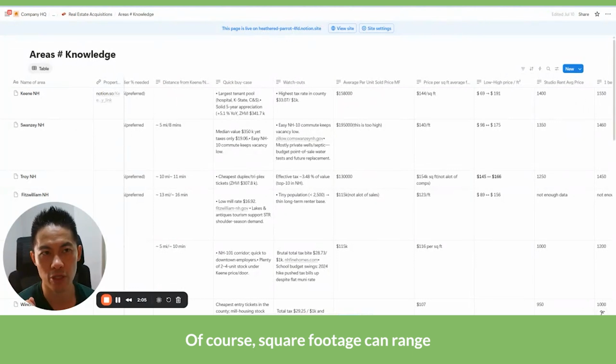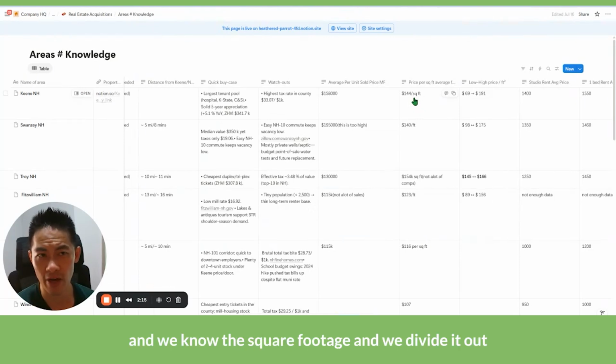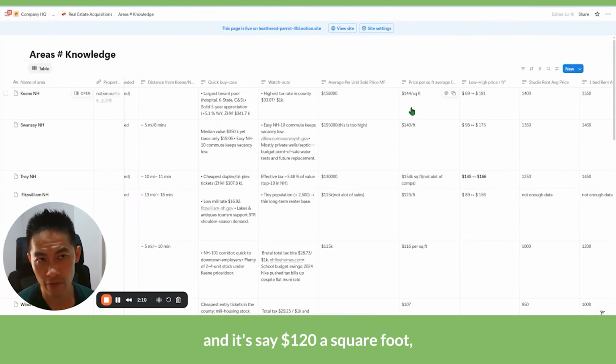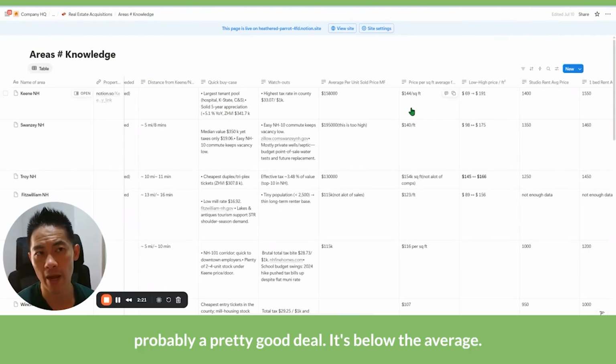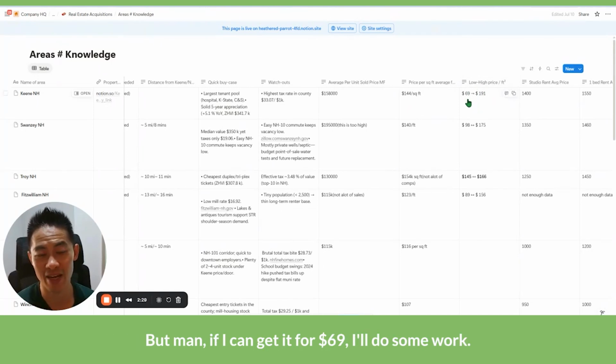Of course, square footage can range, and that's where the next one comes in. So this is $144 a square foot. If we get a property and we know the square footage and we divide it out, and the seller wants, say, $120 a square foot, that's probably a pretty good deal. It's below the average. Then I have a low and high price per square foot. So 69 means that property was in really rough condition, but man, if I can get it for 69, I'll do some work.